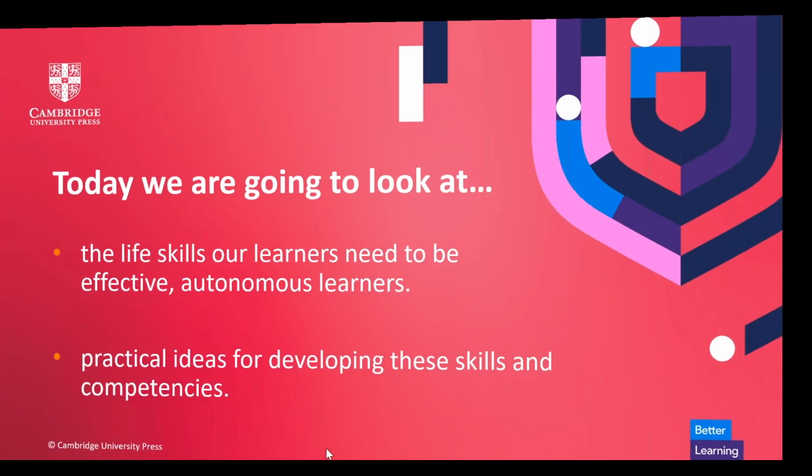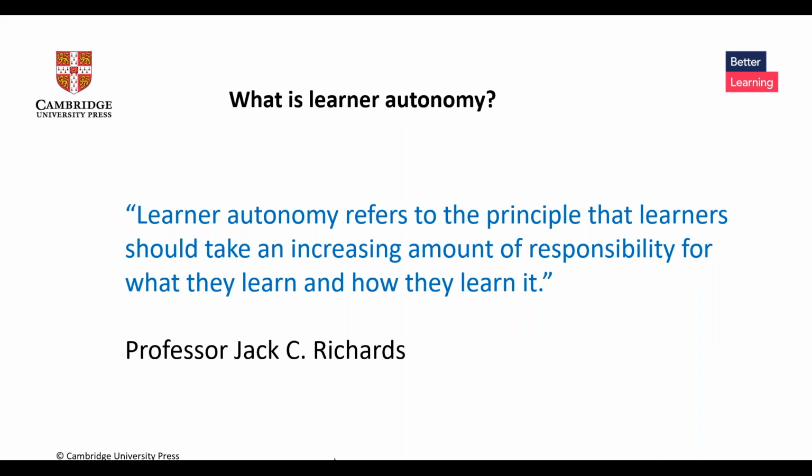So let's have a think first of all about what learner autonomy means. I found this quote by Professor Jack C. Richards, which summarises it quite nicely. It says, learner autonomy refers to the principle that learners should take an increasing amount of responsibility for what they learn and how they learn it. So we've got these two ideas here about them taking more responsibility and then thinking about how they learn. Could I ask you, just as an introduction, to write which characteristics you would expect autonomous learners to show in your classroom? What things would you expect your autonomous learners to do?